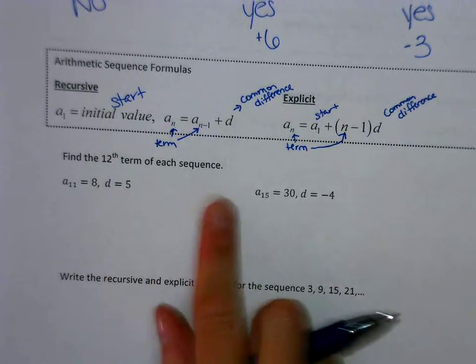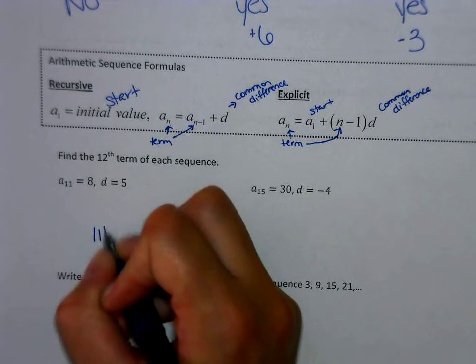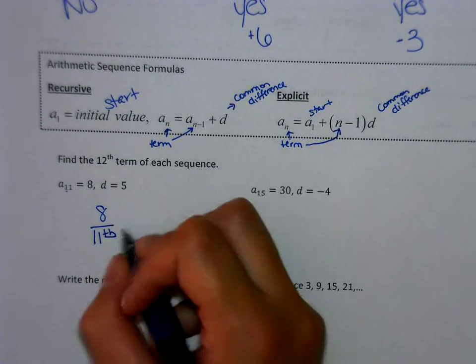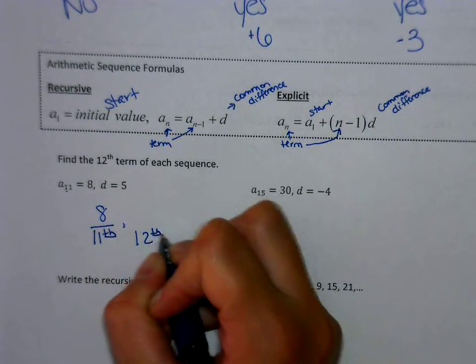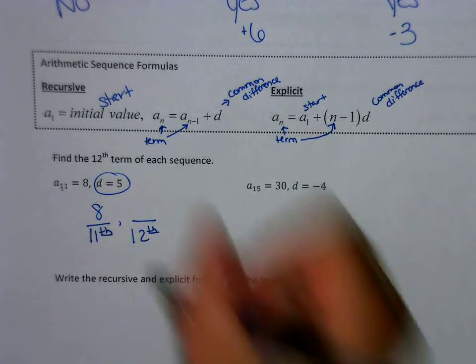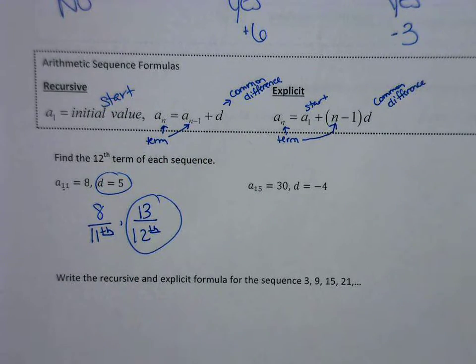So let's use what we know, and we want to find the 12th term of each sequence. We know the 11th term is 8. If we want to find the 12th, we're just looking for the next one up. And if our common difference is 5, that means we are adding 5 to 8. So our 12th term is 13.